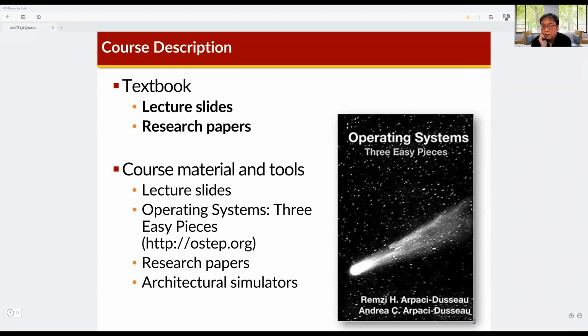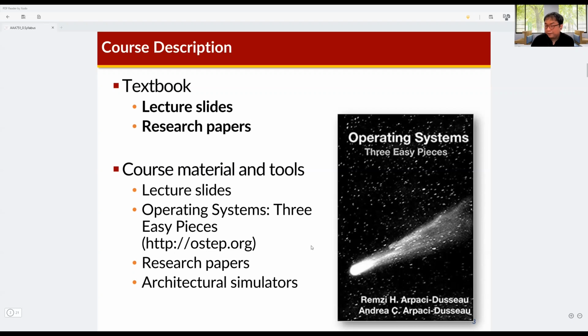I will mainly use lecture slides like in my other graduate courses. Hopefully I will post the lecture slides before each class. And this is a graduate course, so we will also read some research papers regarding storage system architecture. These are the main materials we will use for this course.